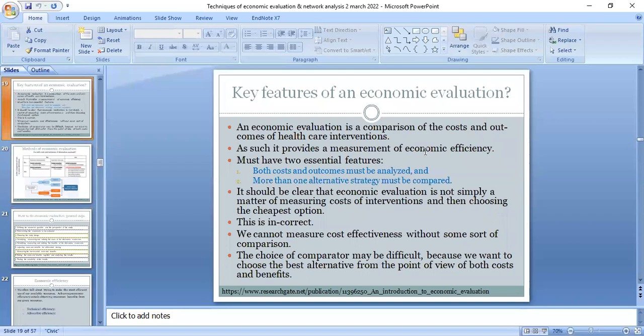Key features of an economic evaluation. An economic evaluation is a comparison of the costs and outputs of healthcare interventions. As such, it provides a measurement of economic efficiency. It must have two essential features. First, both costs and outcomes must be analyzed, and more than one alternative strategy must be compared. It should be clear that economic evaluation is not simply a matter of measuring costs of interventions and then choosing the cheapest option. This is incorrect. We cannot measure cost effectiveness without some sort of comparison. The choice of comparator may be difficult because we want to choose the best alternative from the point of view of both costs and benefits.